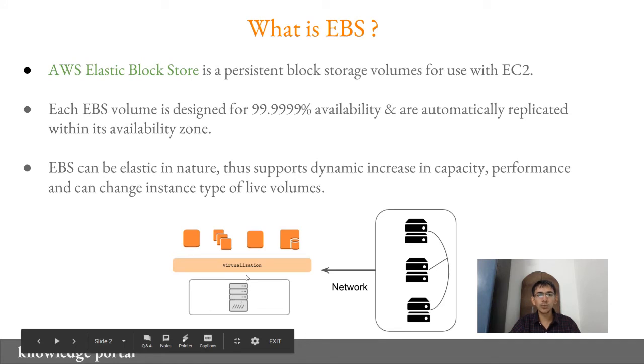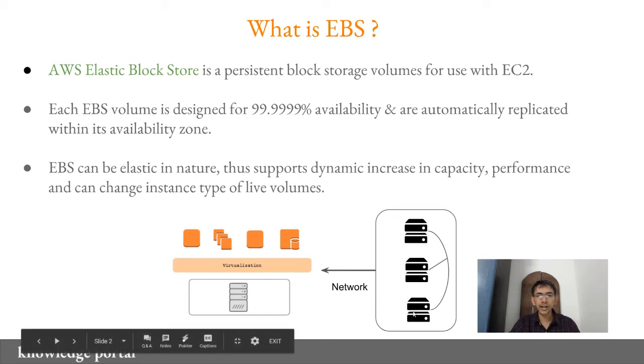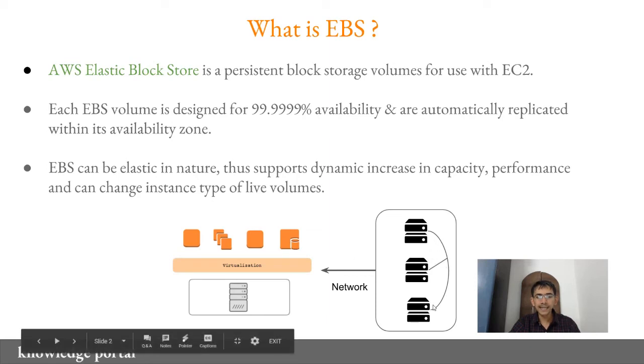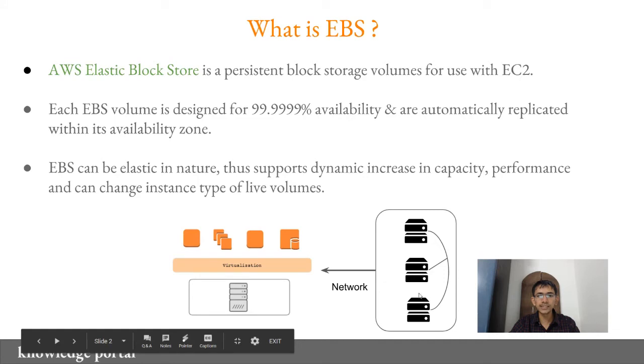So this is the reason why EBS is similar to network attached storage, where, let's say, these are the hard disk drives and they are mounted via the network to your EC2 instances. Now, these devices are replicated among each other. That means that even if one volume goes down, the data is still present within the multiple volumes which are part of the replication zone.